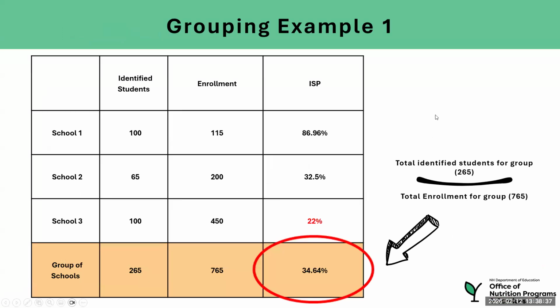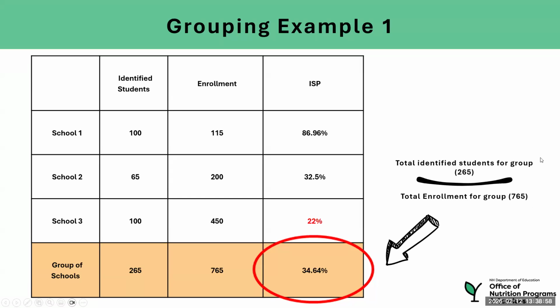So here's just an example of grouping of 3 schools. As you can see, School 1 has a very high ISP, School 2 has a moderate ISP, but School 3 alone would not qualify to apply for CEP. But when grouped together, their ISP is 34.64%. So this grouping of schools would qualify to apply for CEP together.